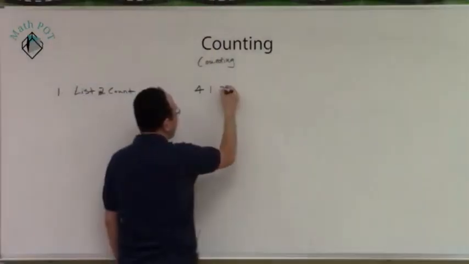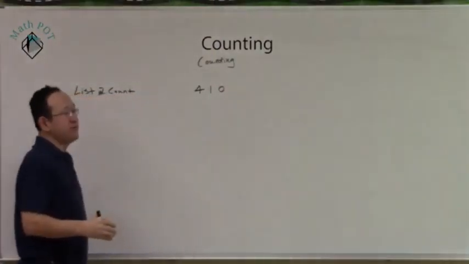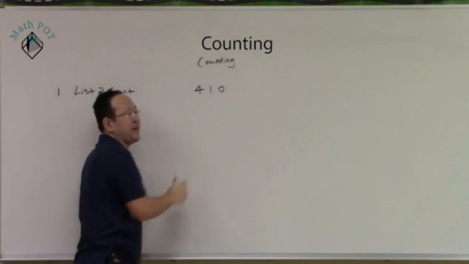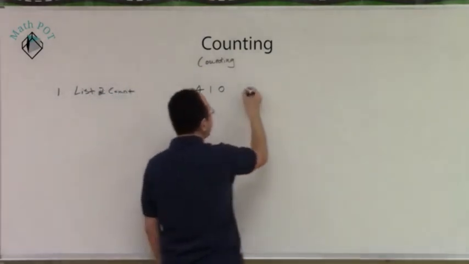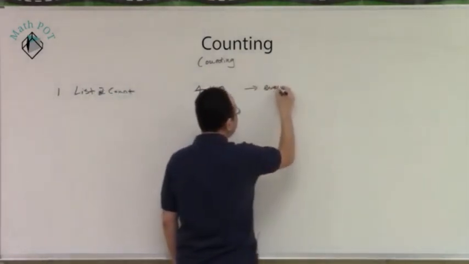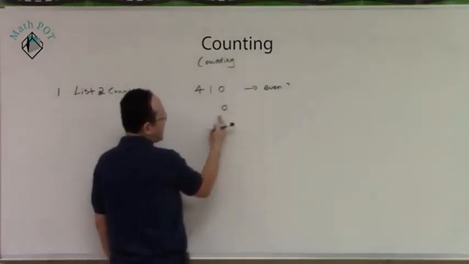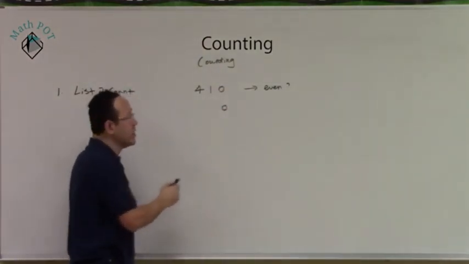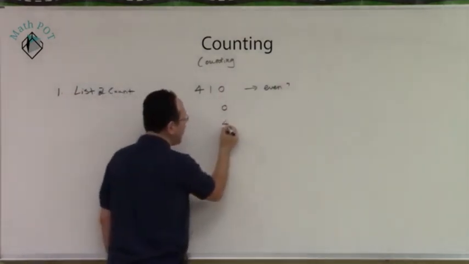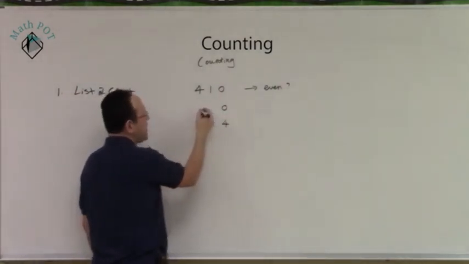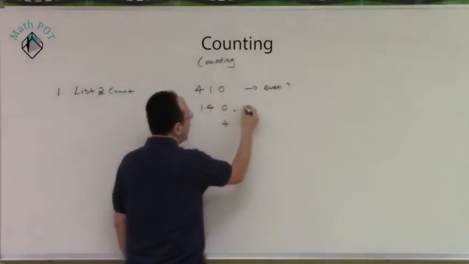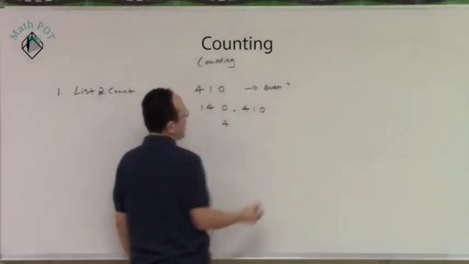For example, by rearranging those three digits, we'll try to create numbers. So how many even numbers? Try to figure out how many even numbers. If it's an even number, that means what? The last number could be zero or could it be four only? If it's zero, of course, it could be 1, 4 or 4, 1 followed by zero.